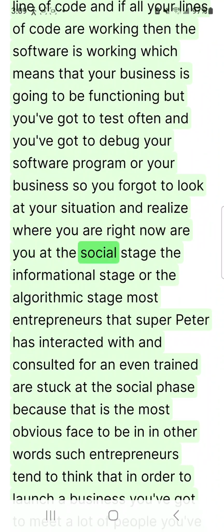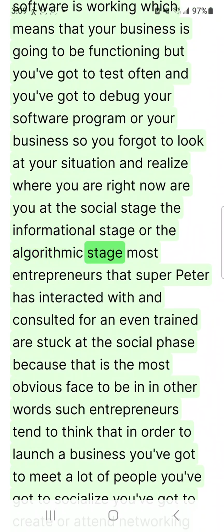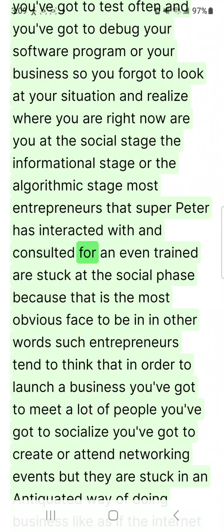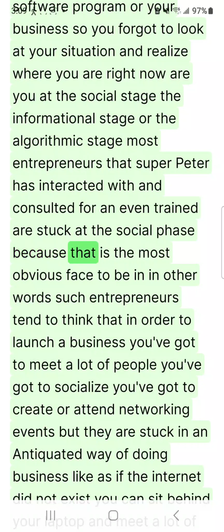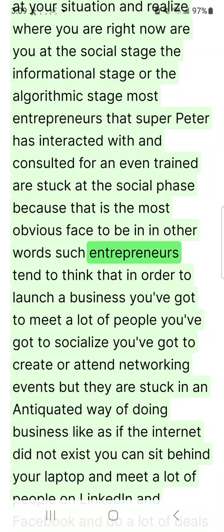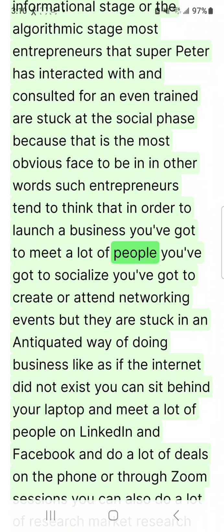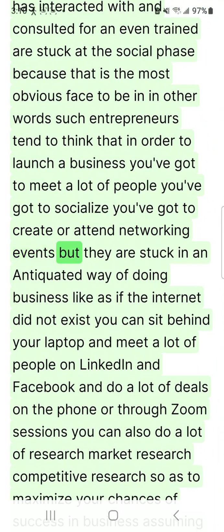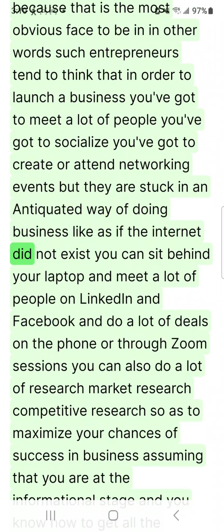So you've got to look at your situation and realize where you are right now. Are you at the social stage, the informational stage, or the algorithmic stage? Most entrepreneurs that Super Peter has interacted with and consulted for, and even trained, are stuck at the social phase, because that is the most obvious phase to be in. In other words, such entrepreneurs tend to think that in order to launch a business, you've got to meet a lot of people. You've got to socialize, you've got to create or attend networking events, but they are stuck in an antiquated way of doing business, as if the internet did not exist.